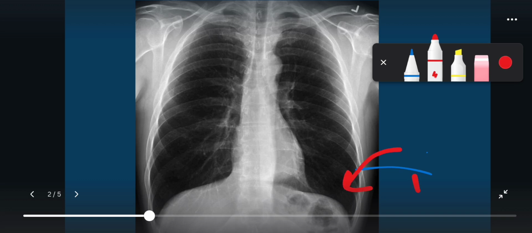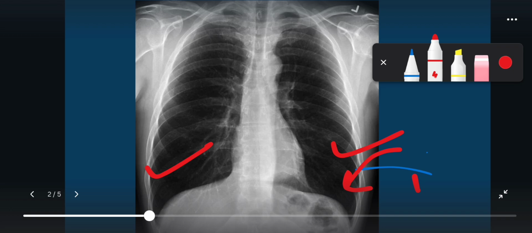We have to see the diaphragm. The right diaphragm will always be higher than the left diaphragm because of the liver. Then E is extras. What are extras? If there is any tube present, any pacemaker, anything, that is called extras.